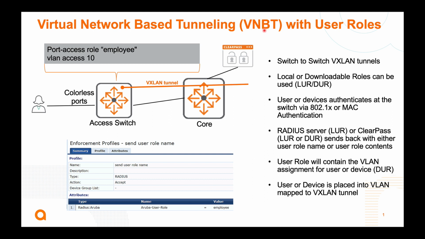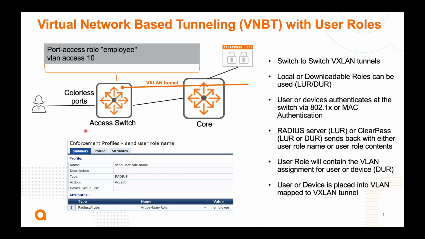So with colorless ports, either local or downloadable user roles can be used. Local is LUR and downloadable is DUR. The user or device will authenticate at the switch via either 802.1x or MAC authentication, and either the RADIUS server, which can use LUR, or ClearPass, which can support LUR and DUR, will send back either the user role name or user role content.